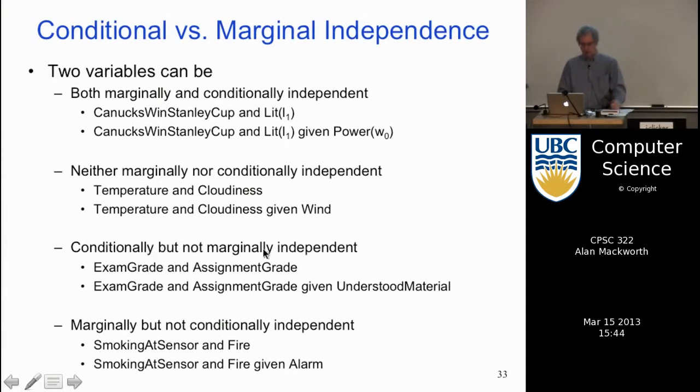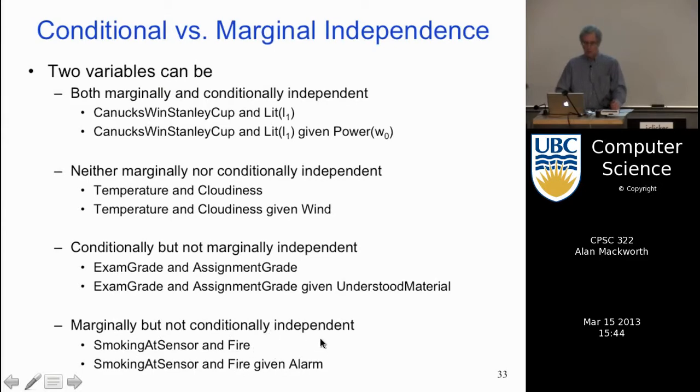Conditionally but not marginally independent: exam grades and assignment grades. If you're given understood material, then they're conditionally independent, but they're not marginally independent because they're correlated. Or you can have marginally but not conditionally independent, the one we just did.